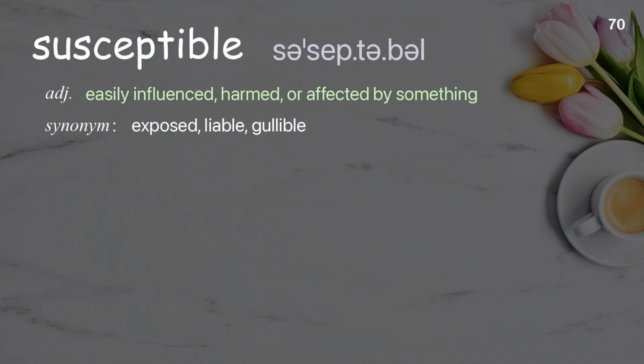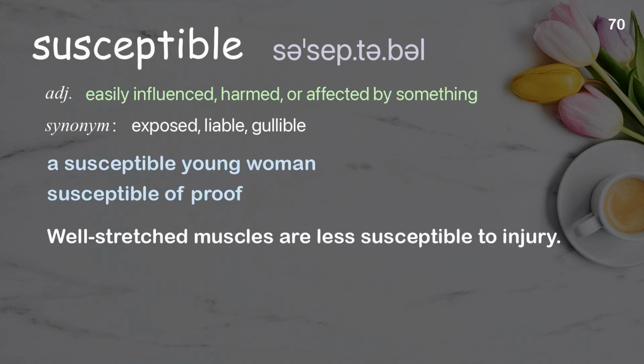Susceptible. Easily influenced, harmed, or affected by something. Examples: a susceptible young woman. Susceptible of proof. Well-stretched muscles are less susceptible to injury.